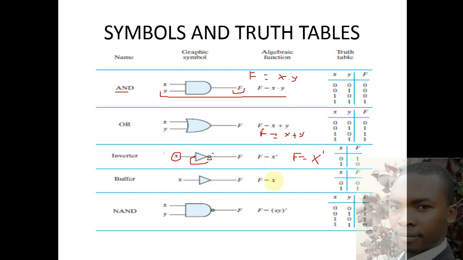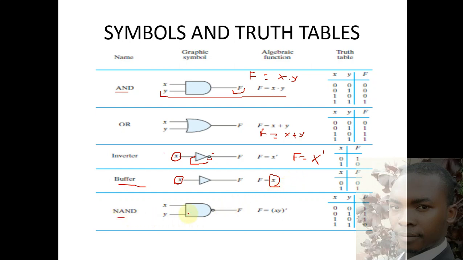So don't worry, people. This is the buffer. The buffer has no change. If you pass an X in the buffer, you still have an X as a result. It doesn't cause any change.